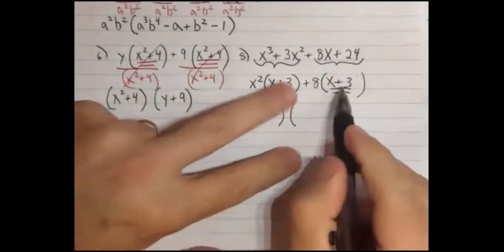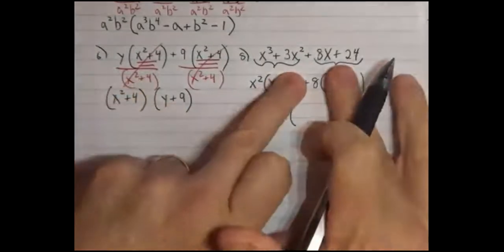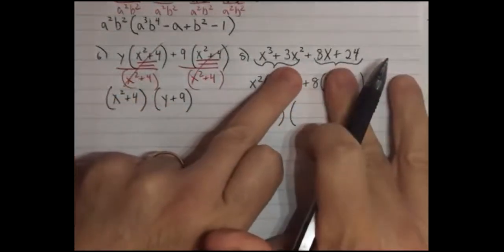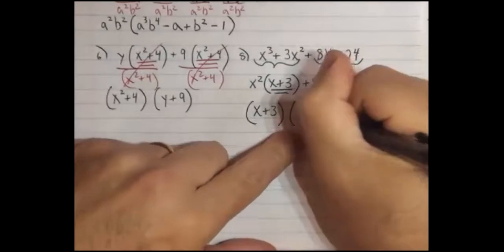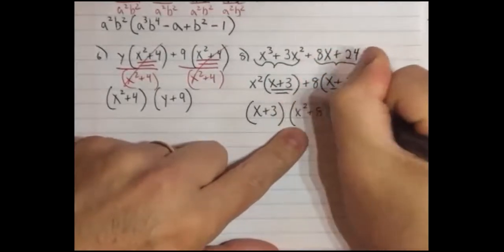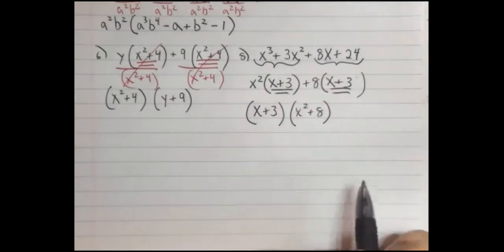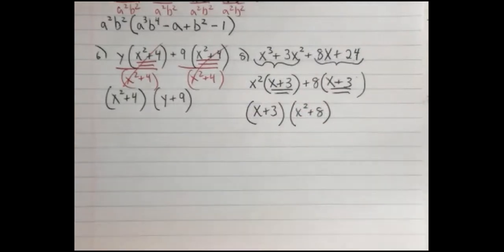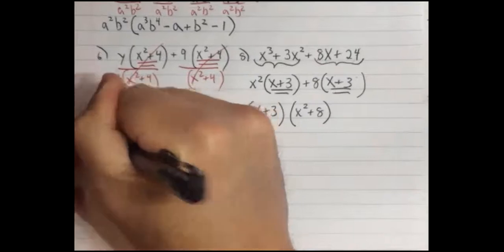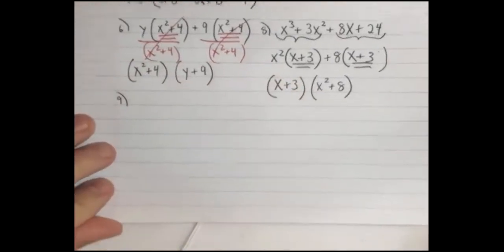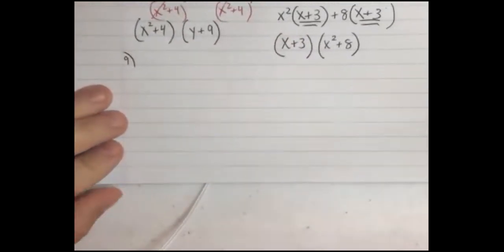And when you pull that out, what's left? So in other words, this is gone because I factored it out. And I'm just left with x squared plus 8. And we're going to do another example of factoring. All right, let's look at this one.